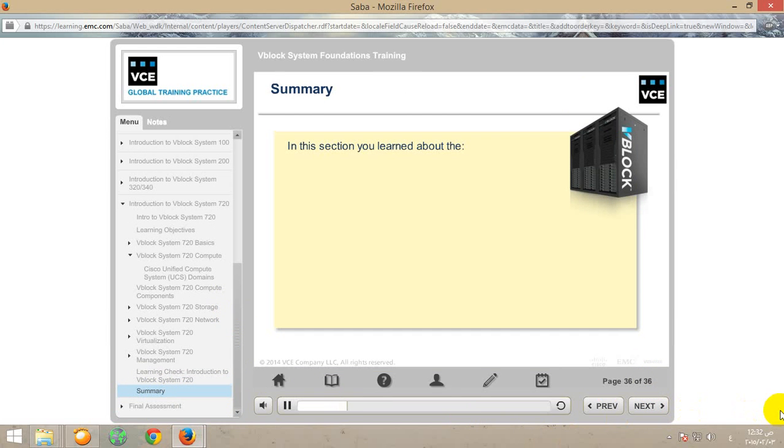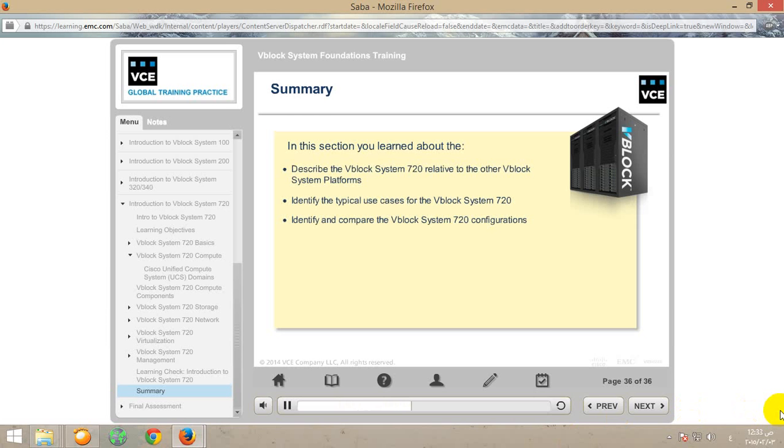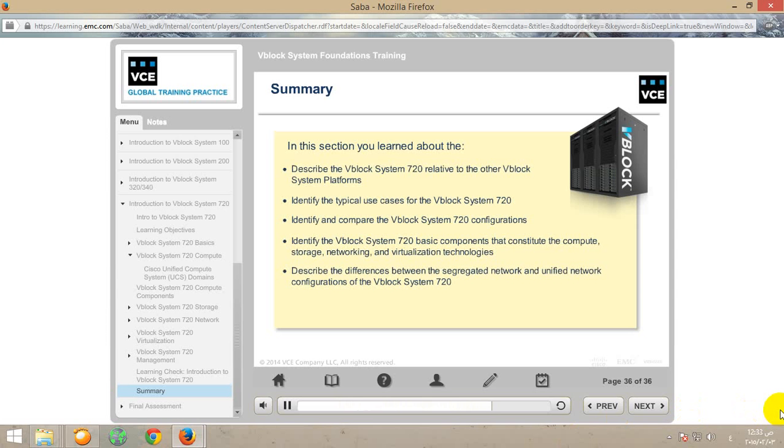In this section, you learned about some of the details of the system, including how it compares to other VBlock system platforms, its use cases, and about the VBlock System 720 configurations. You also learned about its compute, storage, network, and virtualization technologies. And finally, you learned about the differences between the segregated and unified network configurations and about the VBlock System 720 management technology.